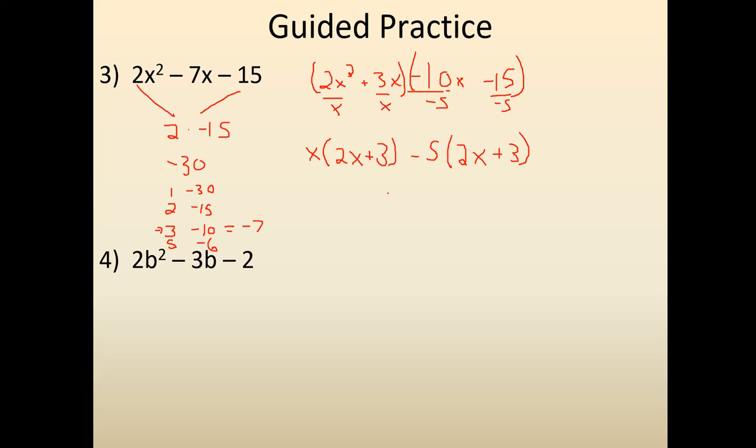The common term is 2x plus 3, so that's going to be my first factor. Make sure not to double it. It's not both of these, it's just only one copy. And then x was pulled out here, and a negative 5 was pulled out over there. So this is my factor. Again, you could always double check by expanding this out.